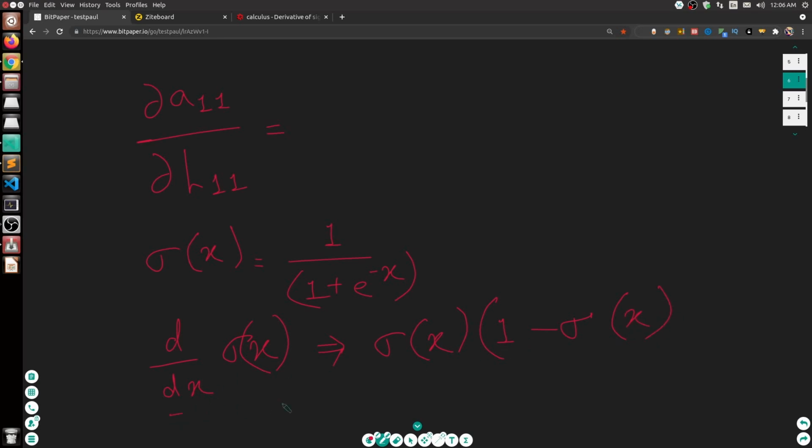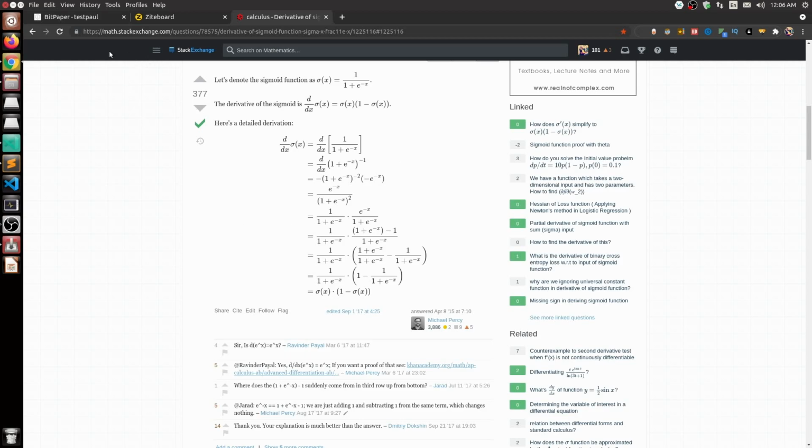Okay, so this can be derived with a mathematical formulation, and there's a detailed mathematical derivation. I will give the link in the description, and this is that derivation from Math Stack Exchange, one of the questions here. So you can see that the dx of the sigma x, after doing all this calculation, we arrive at this final form.